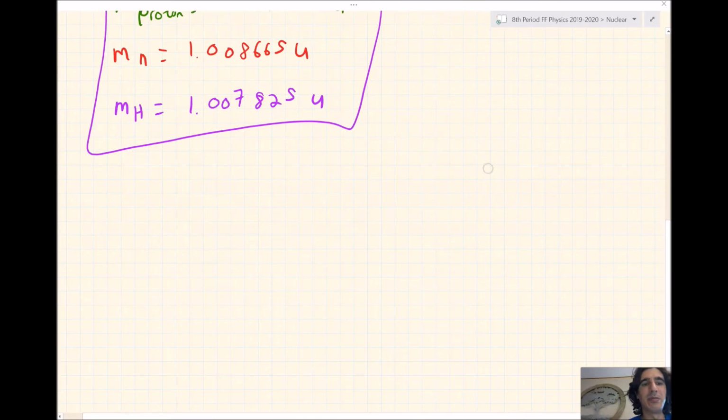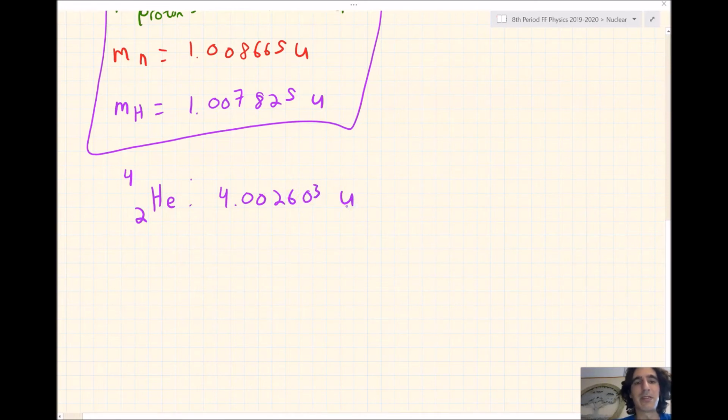Let's look at helium and figure out how much missing mass there is in a helium atom. So the first thing we want to do is look up what the mass of a helium atom is. We're going to use Appendix B in our textbook, and we get 4.002603 universal mass units. So if we were able to pluck out a helium atom and put it on a scale, this is what we'd get in universal mass units.